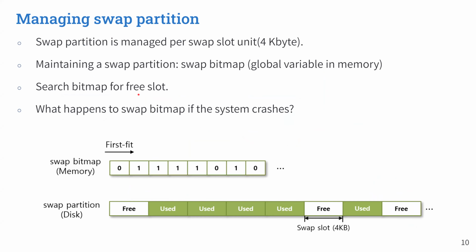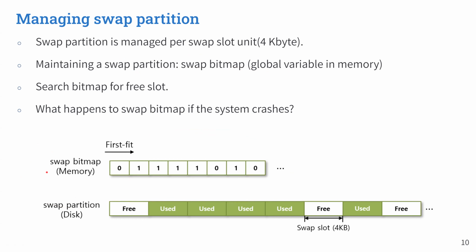So in Pintos, swap partition is managed per swap slot unit, like the page. It is 4 kilobytes per each slot unit. In Pintos, the swap partition is maintained by a swap bitmap, which is a global variable in memory. So you should search the bitmap for a free slot. Here is a figure for that.